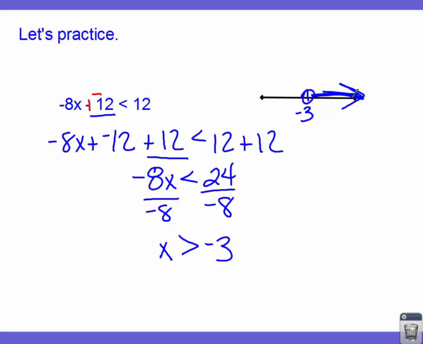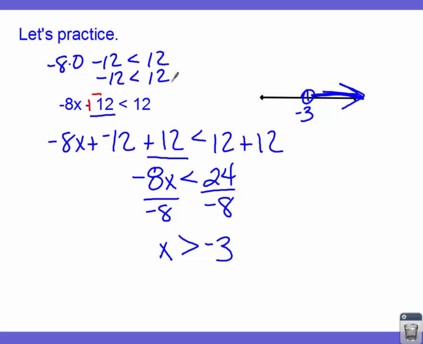So I'm going to use 0 to check this with, because anytime I can use 0, it's easy to do. So negative 8 times 0 minus 12, is that less than 12? Well, negative 8 times 0 is 0, so we end up with a negative 12. Is negative 12 less than positive 12? And yes, it is. So it works.